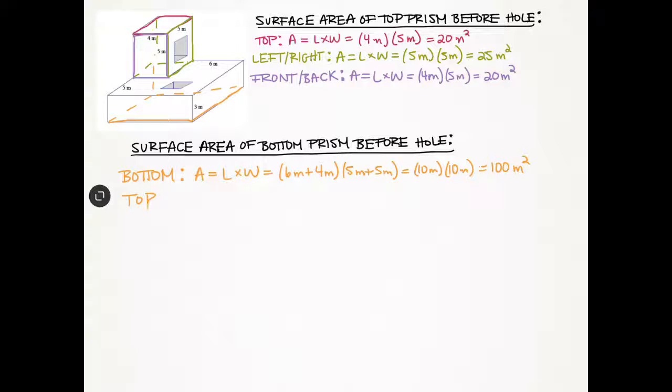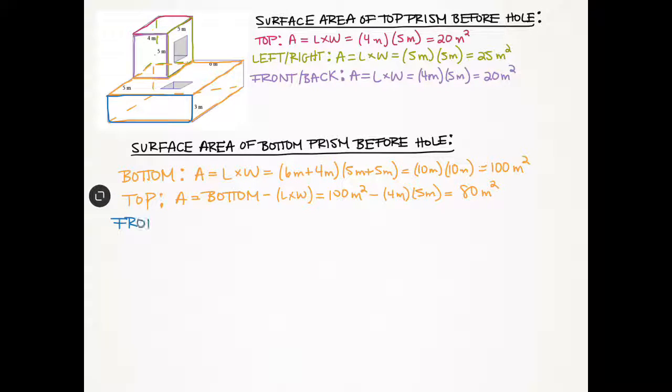The area of the top of this bottom prism is going to be actually the area of the bottom piece minus this little piece cut out that's covered by the top prism. So we're going to do area equals bottom minus length times width. Area equals 100 meters squared minus, and in this case the length times width is 4 meters times 5 meters. So we get an area of the top of 80 meters squared.